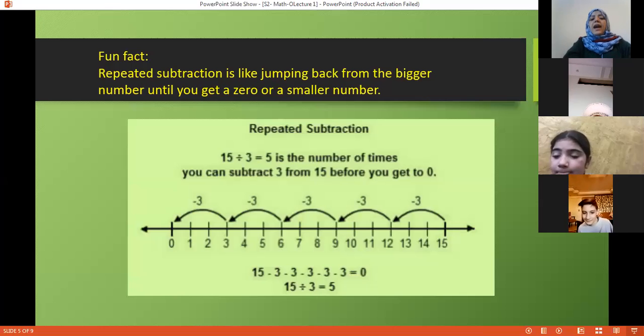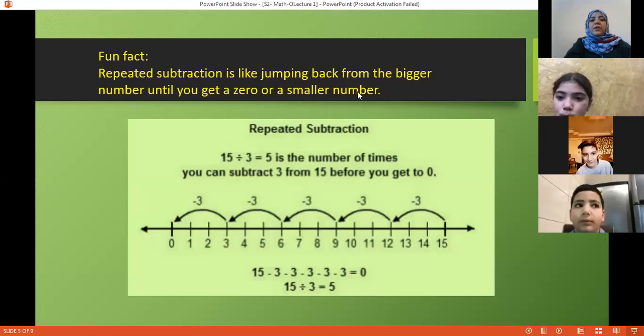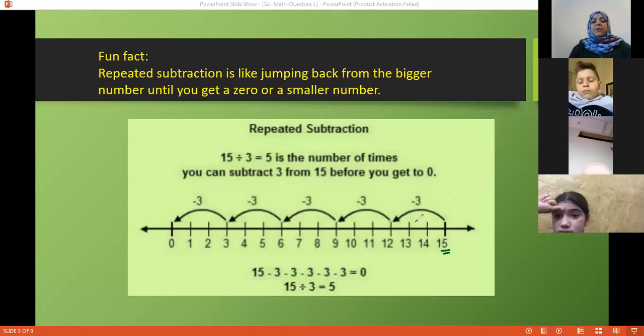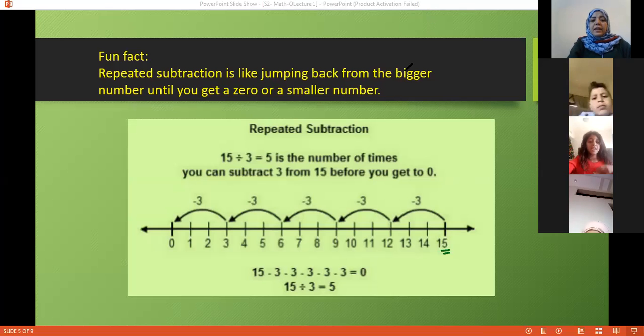So I have 15. Can you see the 15 on the number line? Yes. So when I say 15 divided by 3, as if I'm subtracting 3 every time. So 15 minus 3 is 12. We have to subtract 3 exactly until I reach 0. So how many times did I subtract? 5 times. Look at them.